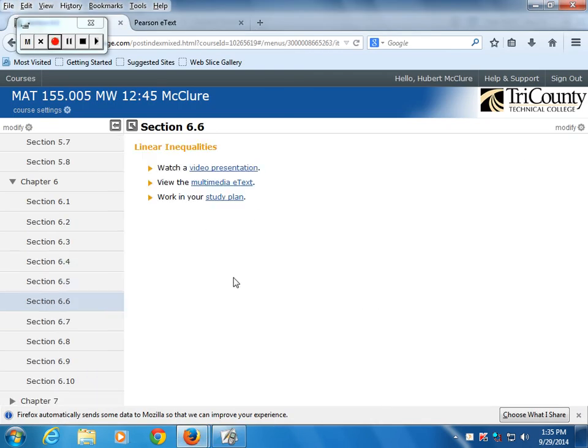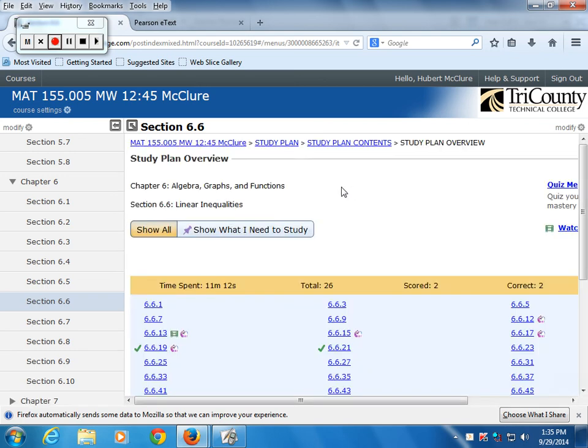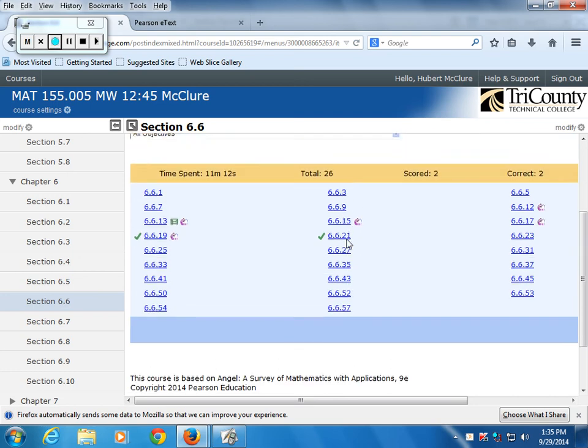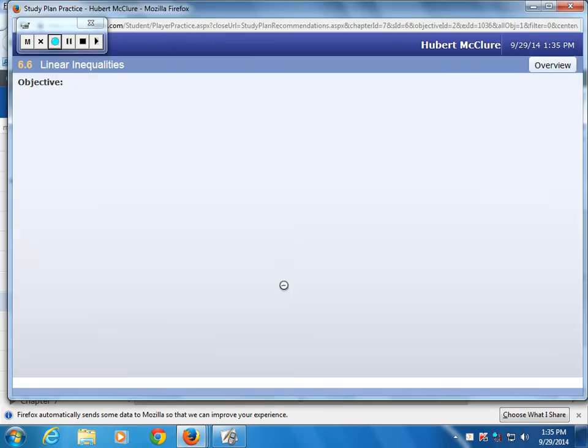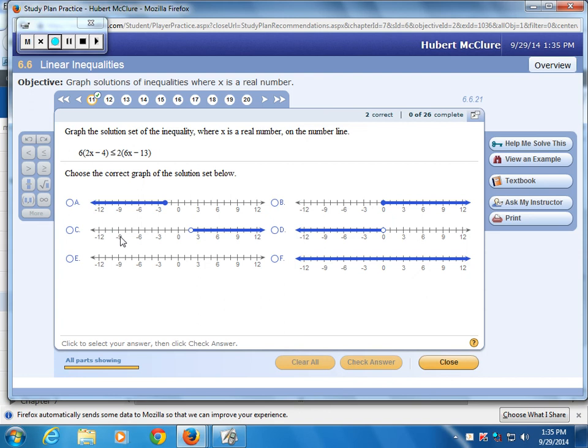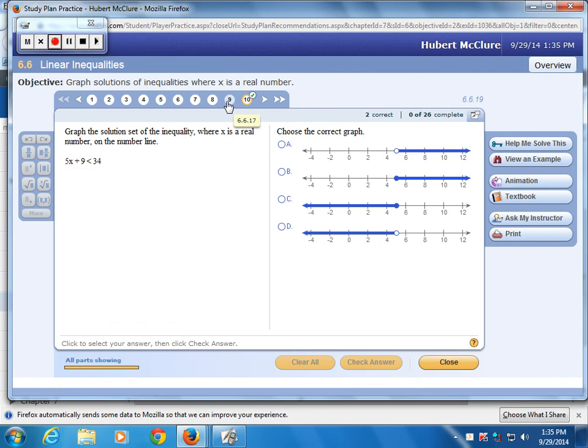Let's pull up some problems. I'll pull up some test problems. Okay, don't want to do that one yet. Let's do a simple problem. Okay, let's do this one. This is a simple one. This one's 5x plus 9 is less than 34. 5x plus 9 is less than 34.